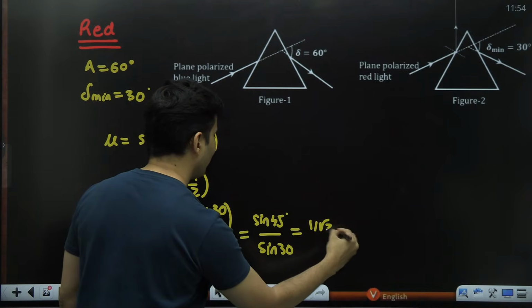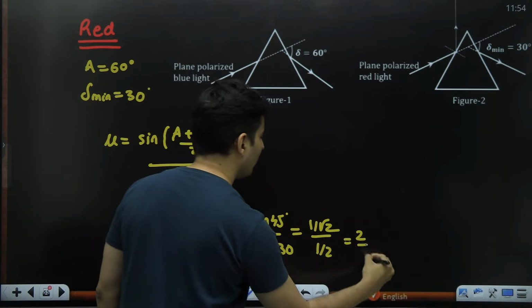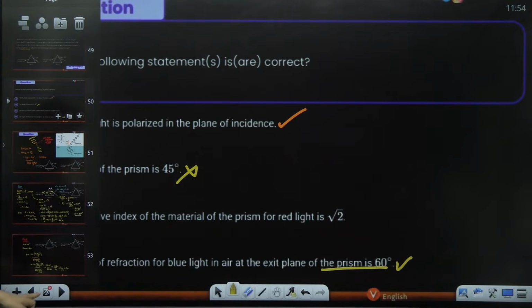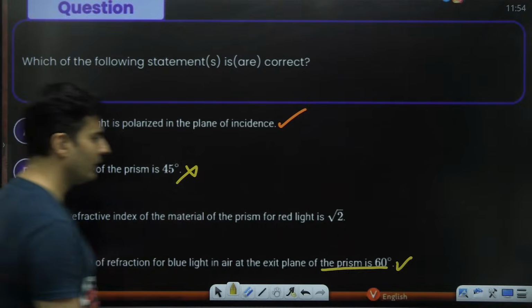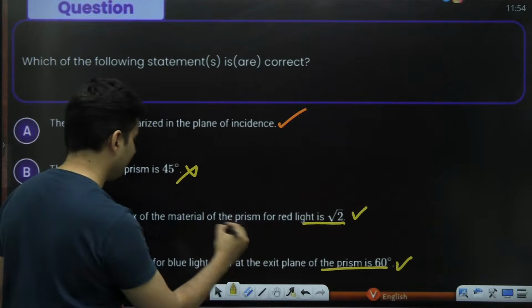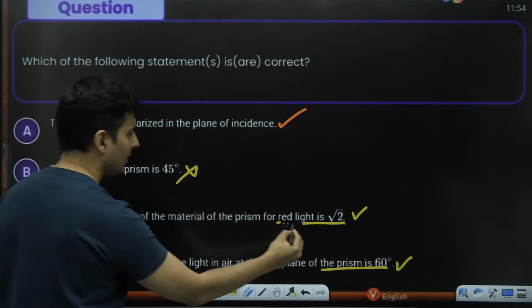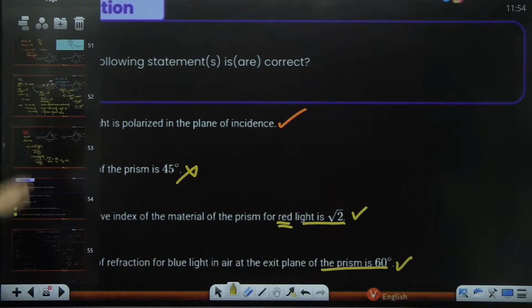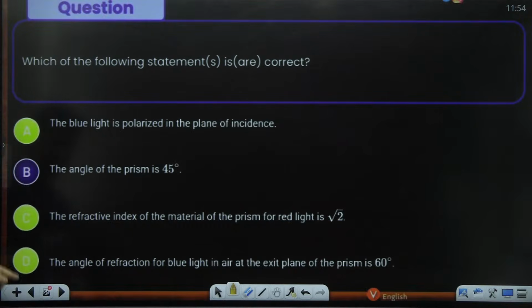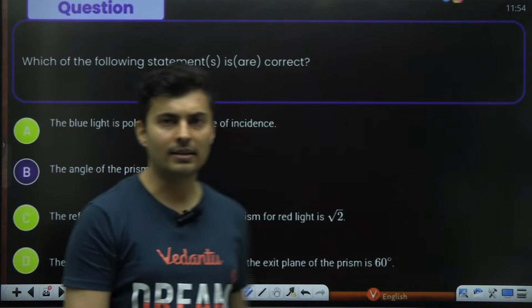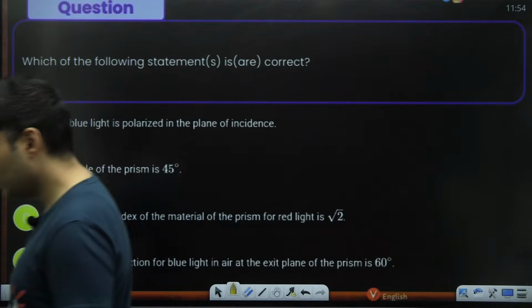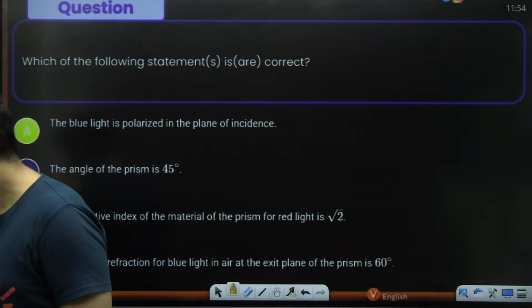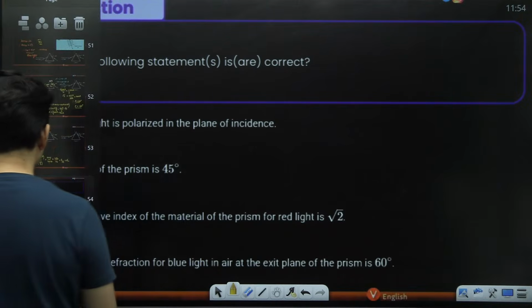Sine 45 is 1 by root 2, sine 30 is half, so it will become 2 by root 2, which is again root 2. So the refractive index for the red color is going to be root 2. Yes, definitely for the red color it is root 2. Perfectly fine. So A, C and D should be correct. Yes, A, C and D options are the right answers. Very good. Excellent, guys. Shall we go ahead to the next question coming up on your screen?